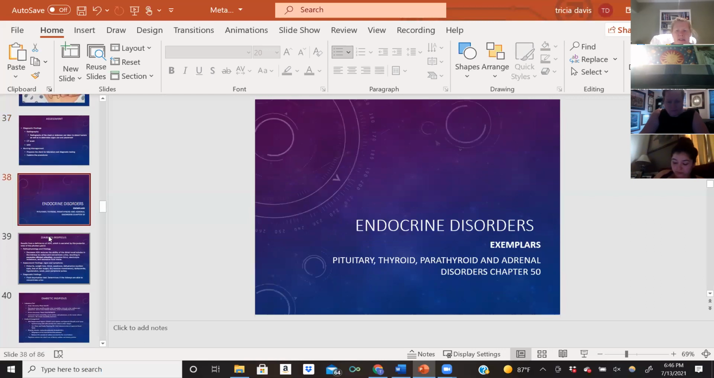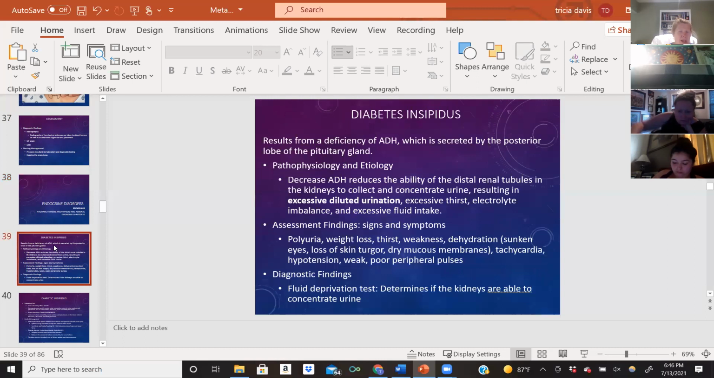All right. So we're going to talk about exemplars that have to do with the pituitary, the thyroid, the parathyroid, and the adrenal glands. So the first one that we are going to talk about is diabetes insipidus. So a patient will get diabetes insipidus if they have a deficiency of ADH, which is that antidiuretic hormone. So ADH is secreted by the posterior lobe of the pituitary gland.